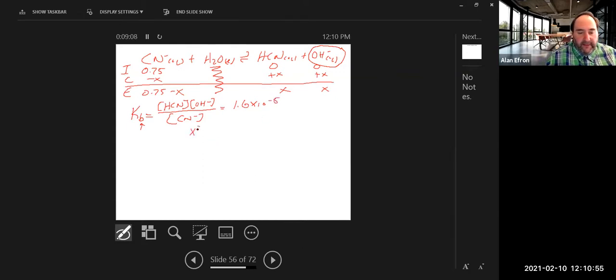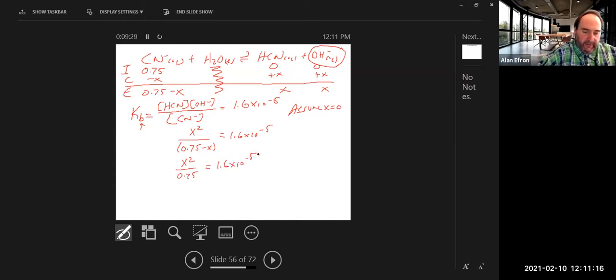Putting in our values there gets us x squared divided by 0.75 minus x equals our 1.6 times 10 to the minus 5. We can make our assumption here that x is approximately equal to 0. That's going to get us x squared over 0.75 is equal to 1.6 times 10 to the minus 5. Obviously, we're going to multiply the 0.75 to the other side and also square root it. And it looks like maybe 3.5 times 10 to the minus 3, give or take.